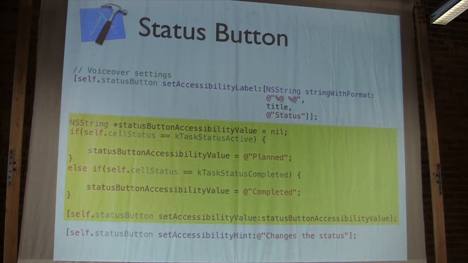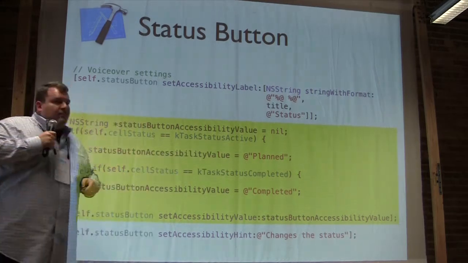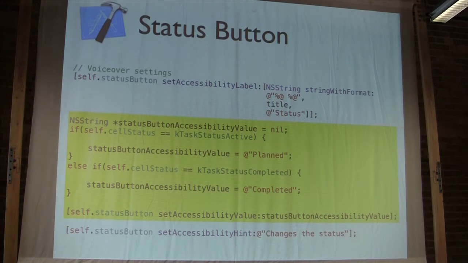Well, in the parlance of this app, it's either planned or it's completed. If it's checked off, it's completed. If it's not checked off, then it's planned. And so we're going to set those values based on the status of that task.